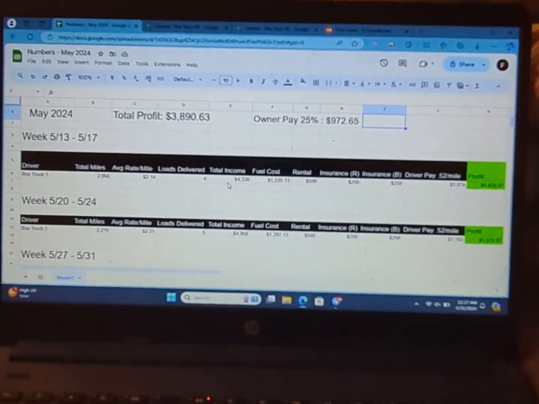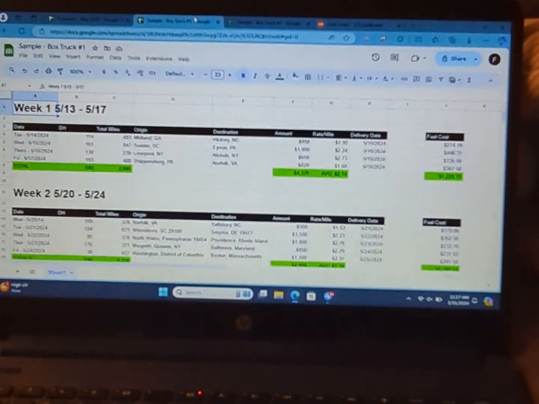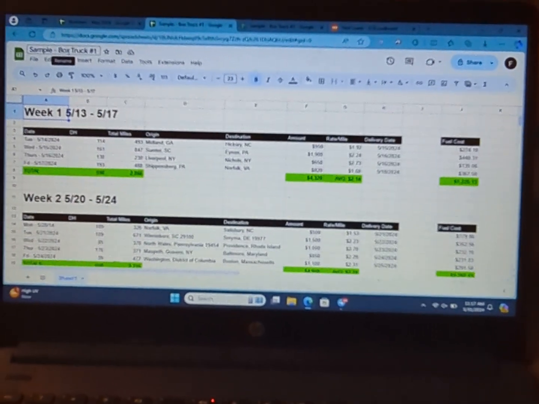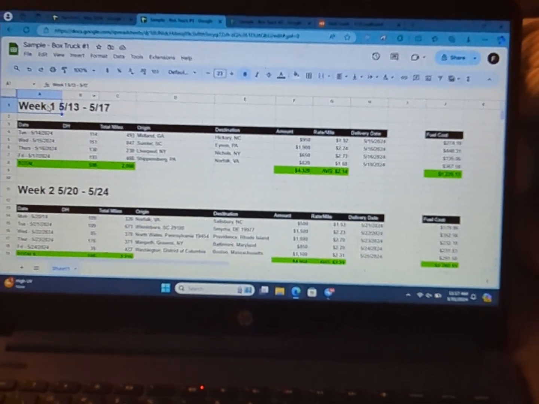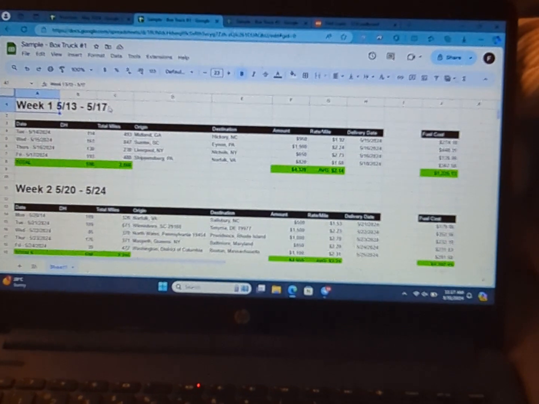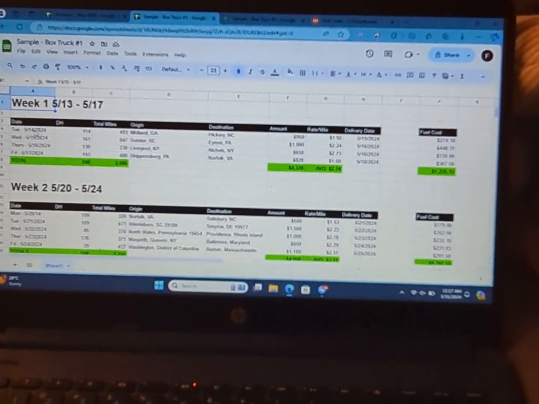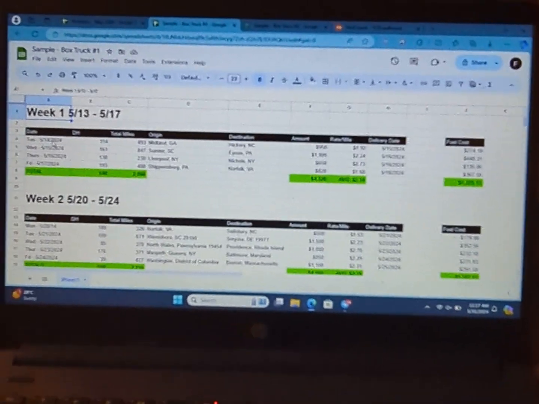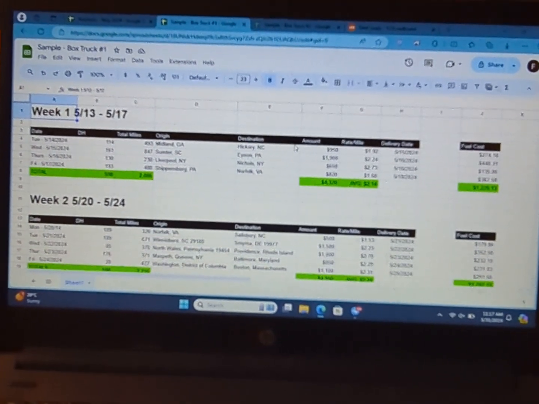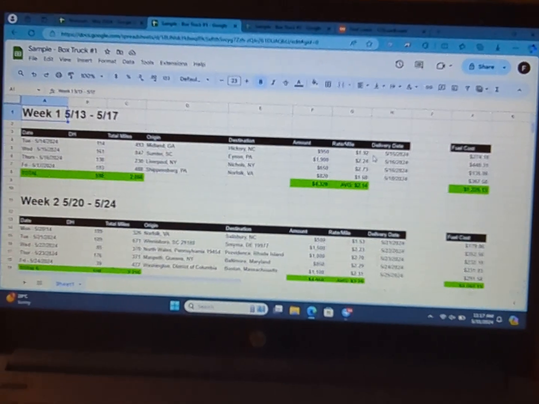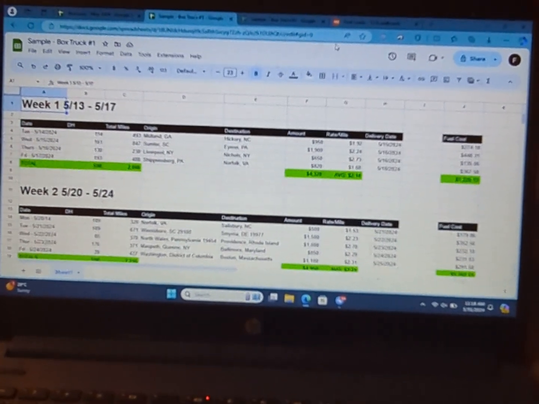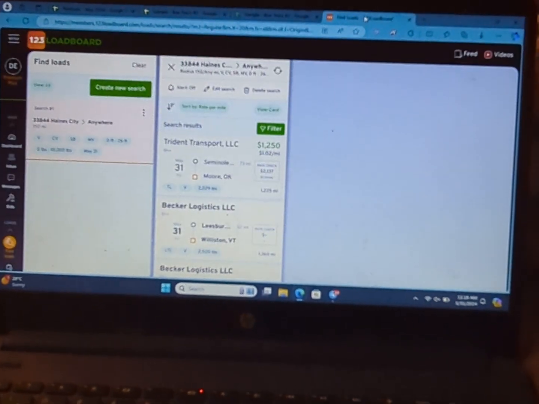So what I did was, let's go here first. This is my first box truck, sample box truck 1, right? I started on the week of May 13th through the 17th. That was my first week. So all this, you see the date here. I have Deadhead, total miles, origin, destination, amount, rate per mile, delivery date, and fuel costs. Now, how did I get all this information? Well, let me show you.